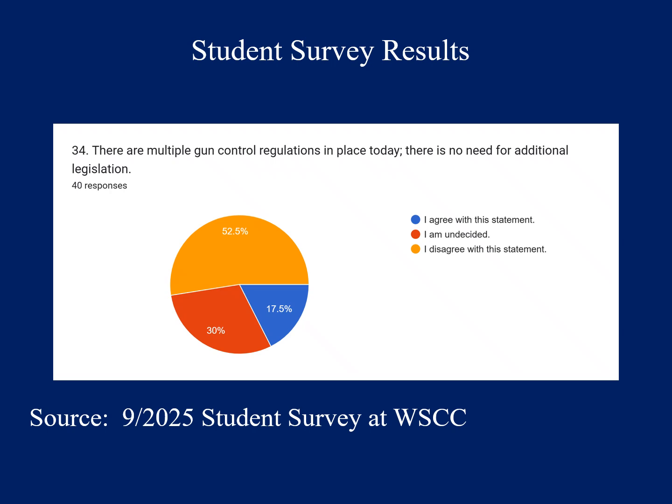Remember that survey of political views that you completed at the beginning of the semester? Well, here we see one of the results of one of those questions. The question was, there are multiple gun control regulations in place today. There's no need for additional legislation. Survey takers could either agree with this, disagree with it, or remain undecided. As you can see from the results, more people disagreed with the statement. However, there were a significant number of people who were undecided, and still also a number of people who agreed with this. So I would argue that the issue of gun control regulations continues to be very divisive among students here at West Shore and in American society.